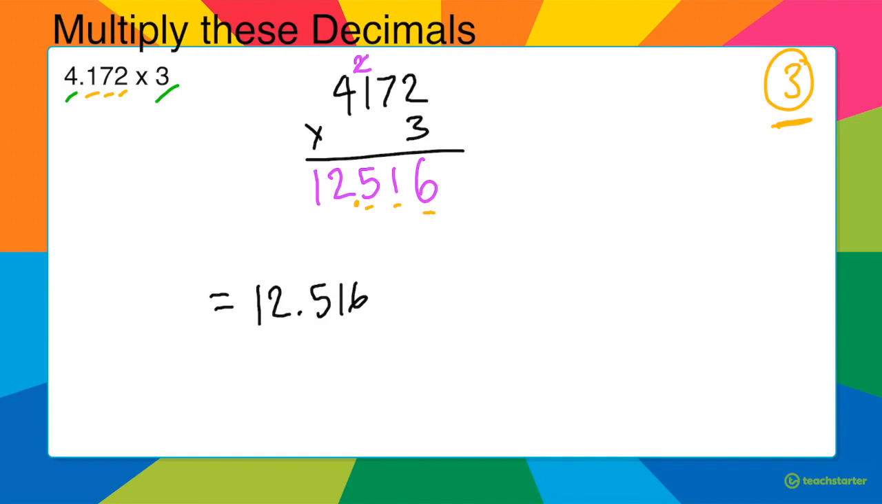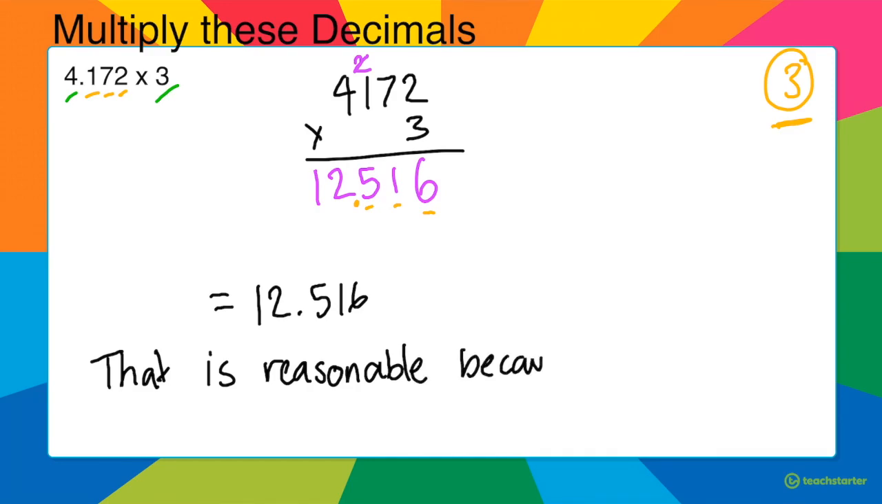And I know that that is reasonable. Okay, so I'm even going to tell my teacher that this is a reasonable answer. Because 4 times 3 equals 12. So 4 and a little bit must equal 12 and a little bit. So that makes sense. I got it right.